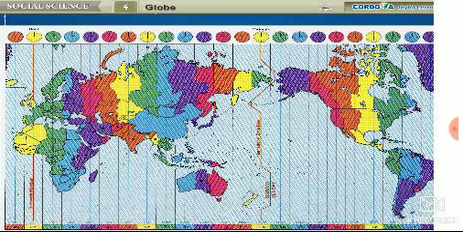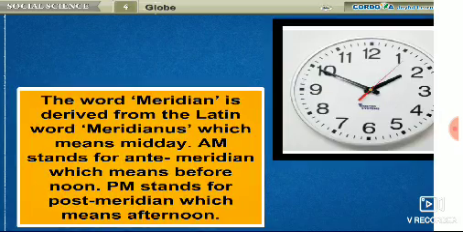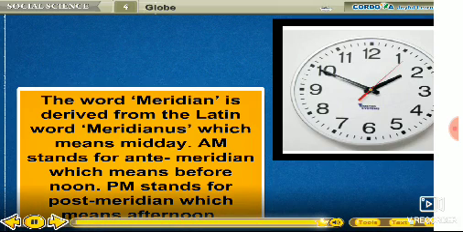Thus, we observe that the difference in time between any two places is due to the fact that they are located at different longitudes or meridians. Wonderful to know! The word meridian is derived from the Latin word meridianus, which means midday. AM stands for anti-meridian, which means before noon. PM stands for post-meridian, which means afternoon.